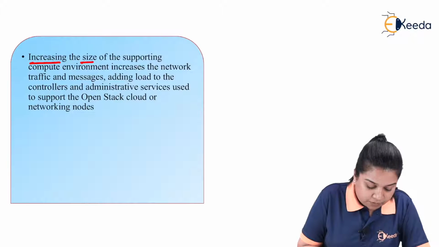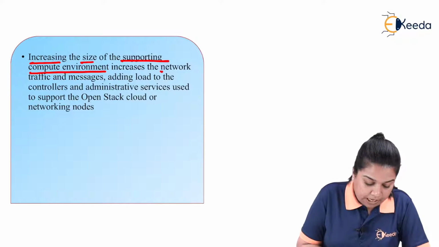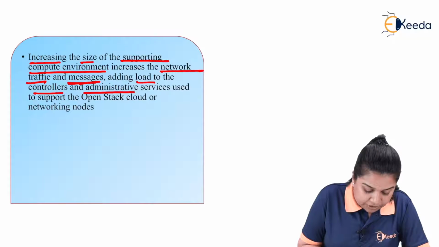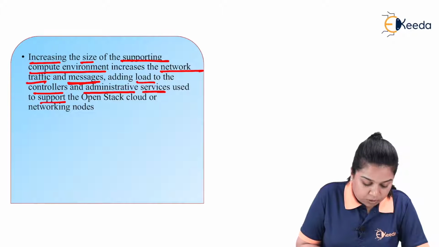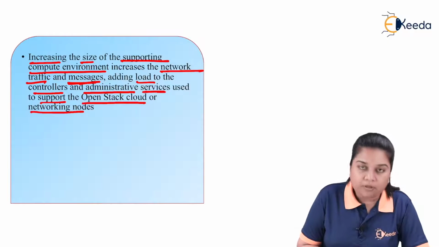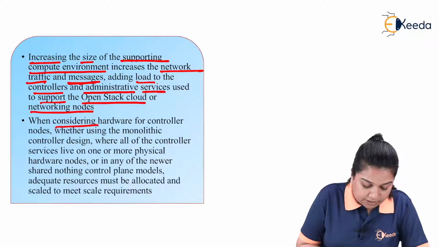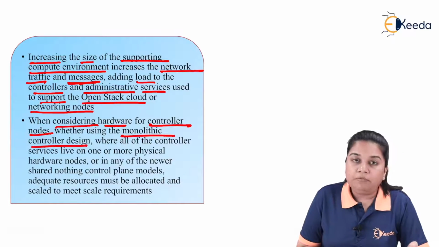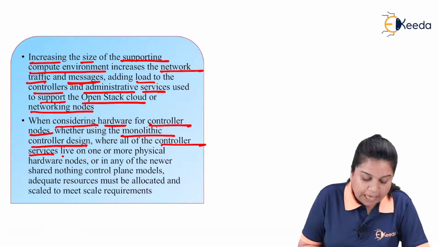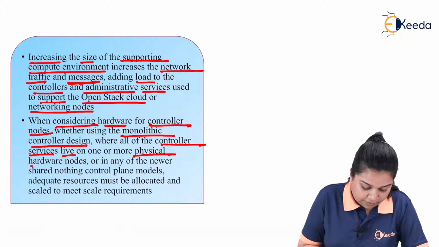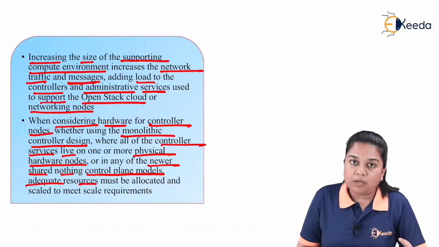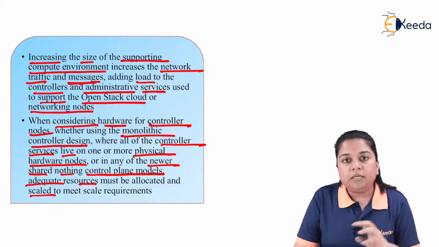Then, increasing the size of the supporting compute environment increases the network traffic and messages, adding load to the controllers and administrative services used to support the OpenStack cloud or networking nodes. When considering hardware for controller nodes, whether using the monolithic controller design where all of the controller services live on one or more physical hardware nodes, or any of the newer shared nothing control plane models, adequate resources must be allocated and scaled to meet the scale requirement.